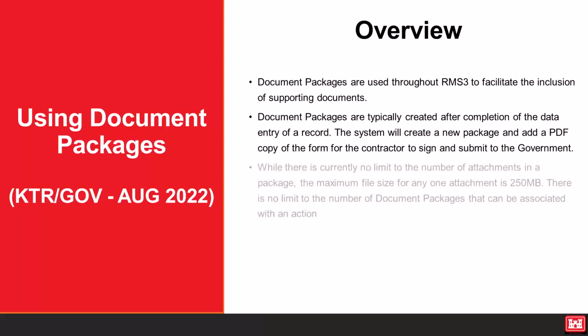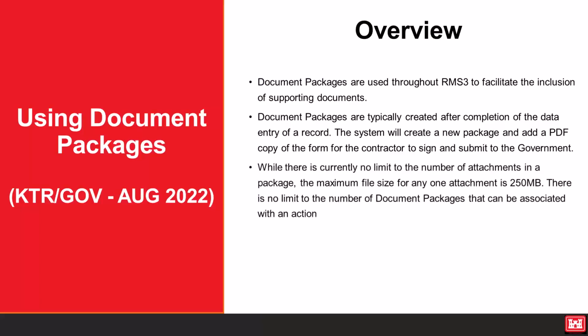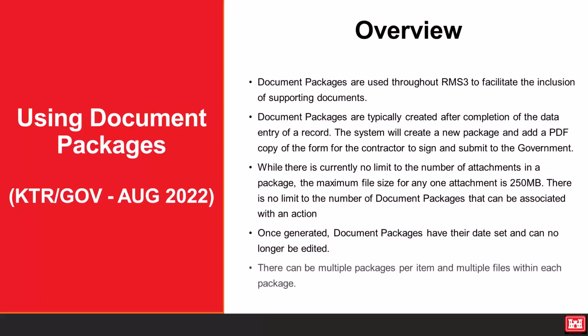While there is no limit to the number of attachments in a package, the maximum file size for any one attachment is 250 megabytes. There is no limit to the number of document packages that can be associated with an action. Once generated, document packages have their date set and can no longer be edited. There can be multiple packages per item and multiple files within each package.